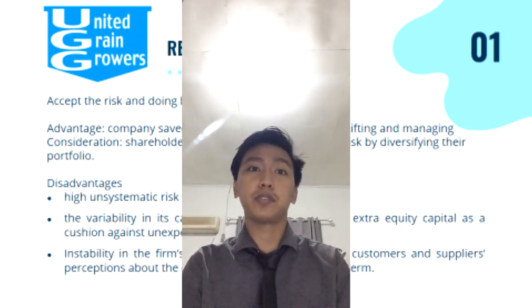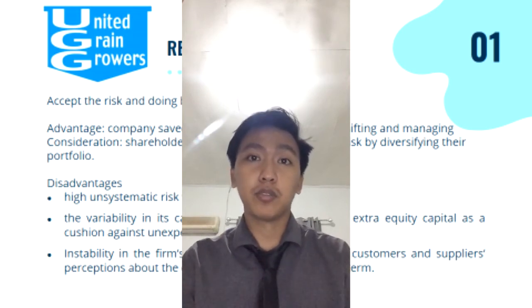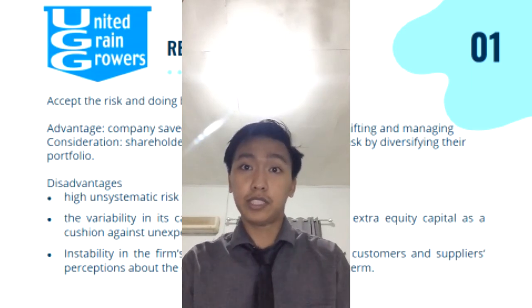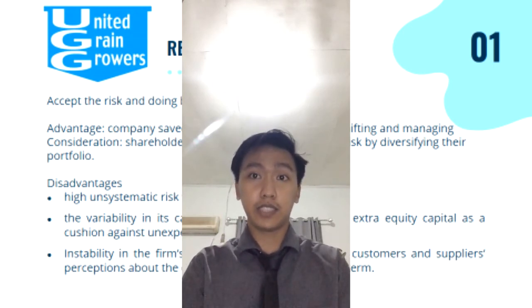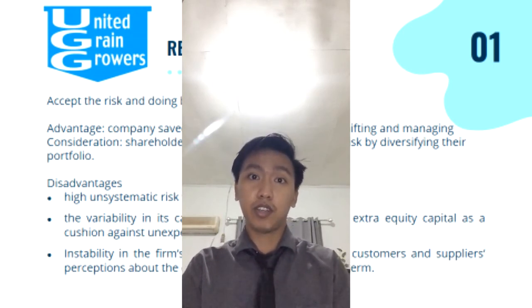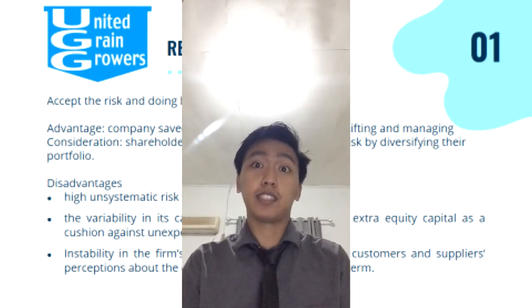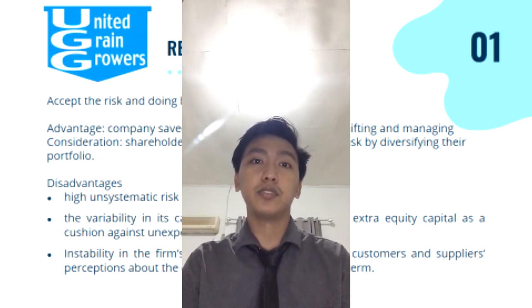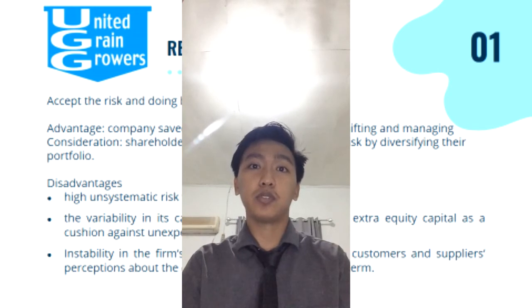These alternatives of solution were: number 1 is retention. Retention meant United Grain Growers accepted the risk and continued business as usual. By choosing this, the company faced volatility in profit due to weather variation. There were 3 disadvantages of this situation. The first, if the company decided to use external sources to fund its large investment, they would likely have to pay higher rates due to the weather risk. In other words, high unsystematic risk will lead to high cost of capital.